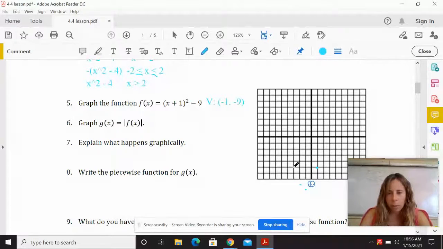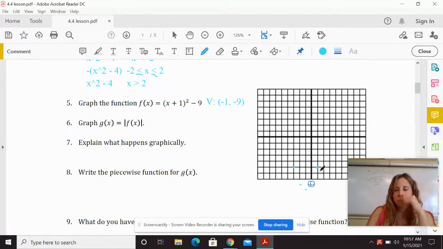Oh, I did that one wrong. Did I do that one wrong? -1, -2, -3. -1, -2, -3. Oh, no, that's right. Never mind. Okay, we're good. And then you'll keep graphing it. Over 1, up 5 on both sides.